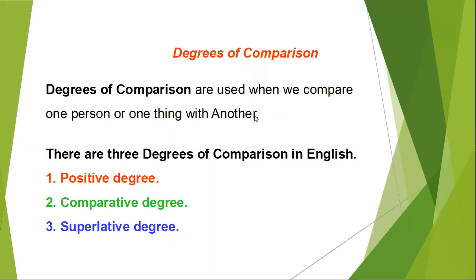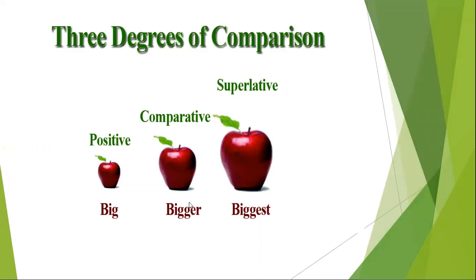I have already explained this in the last video, so there is no explanation here. There are three degrees of comparison in English: positive degree, comparative degree and superlative degree. What is meant by positive, comparative and superlative?